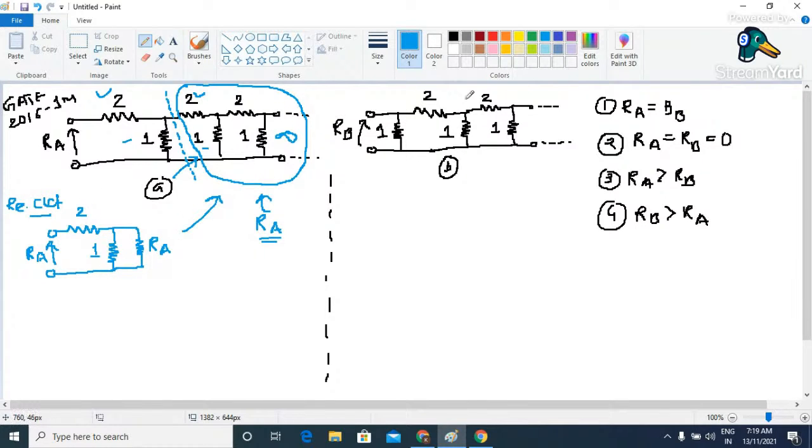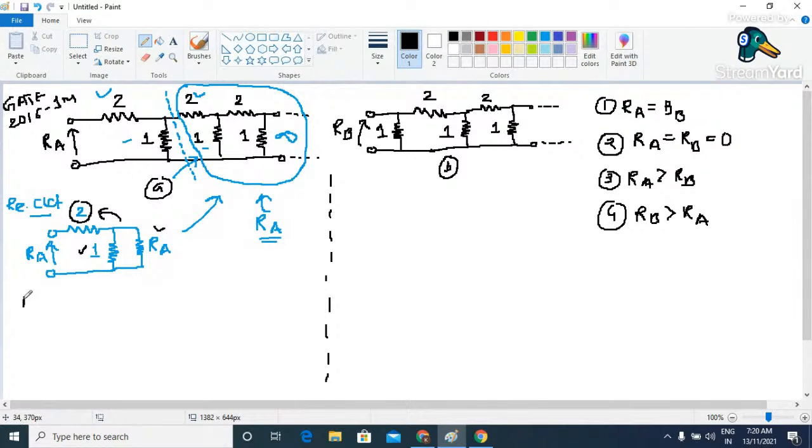Now it is very simple for us to solve this numerical. See, now in this case, we have two resistors. First one is 1 ohm, second one is RA, and both are connected in parallel. So we can find first the parallel equivalent of these two, and then the equivalent of that is going to be in series with this 2 ohm resistor. So how to find RA?